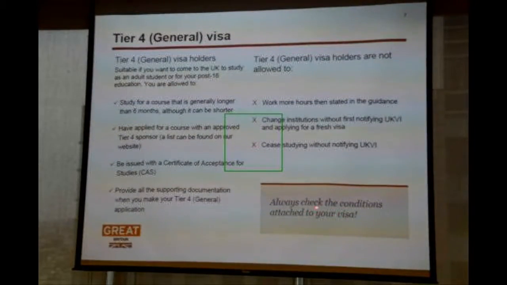And finally, always check the conditions attached to the visa. So always check the start date, always check the end date, and always check that the details are correct, okay? If they're not, then you have to report that and get them changed. Okay.